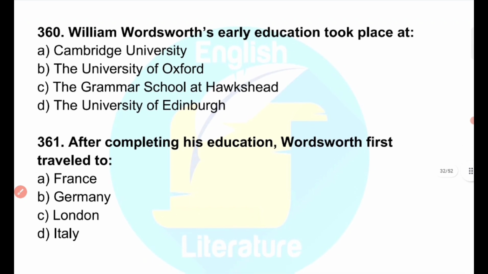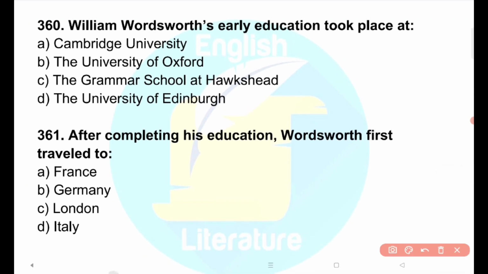William Wordsworth's early education took place at option C, the grammar school at Hawkshead. Wordsworth attended Hawkshead Grammar School in the Lake District from 1779 to 1787, where he developed his love for poetry and nature.